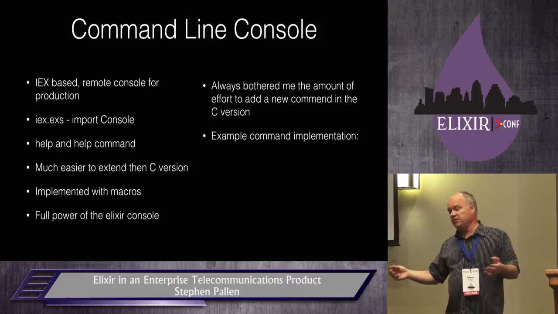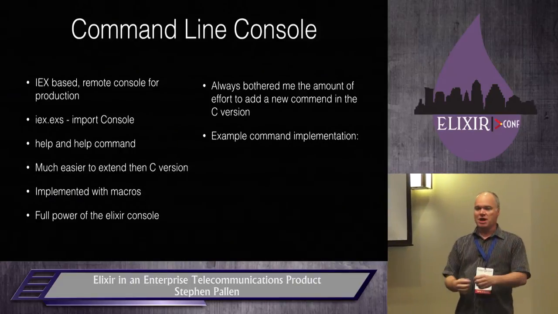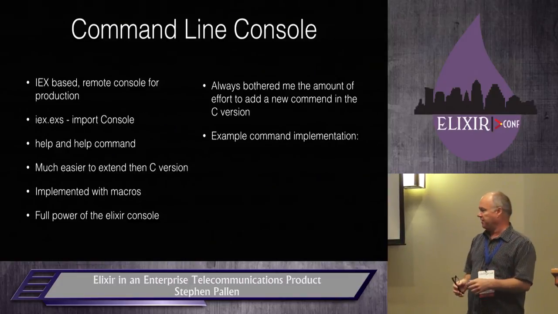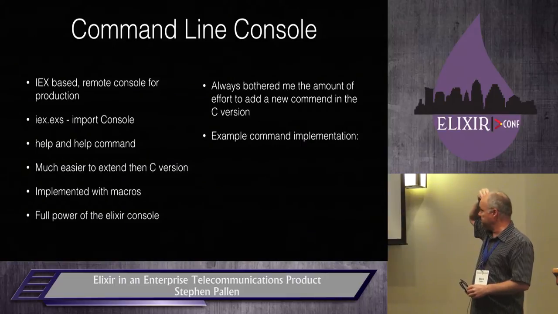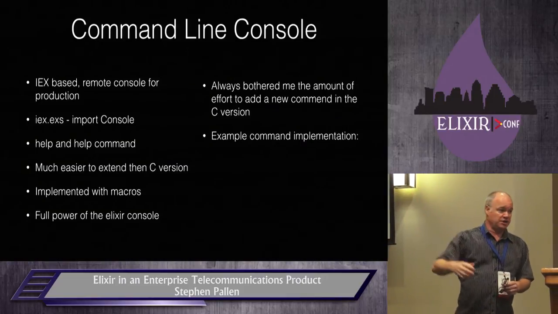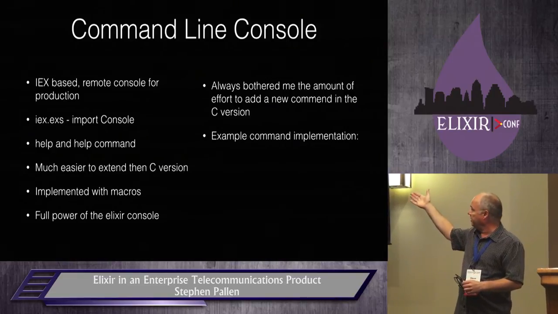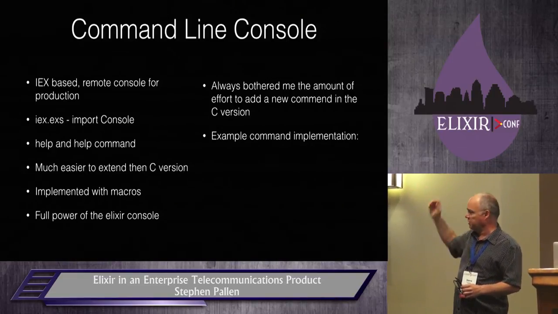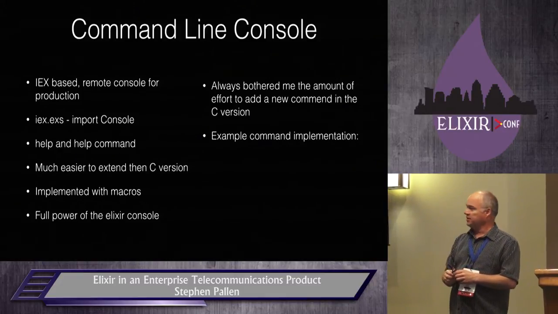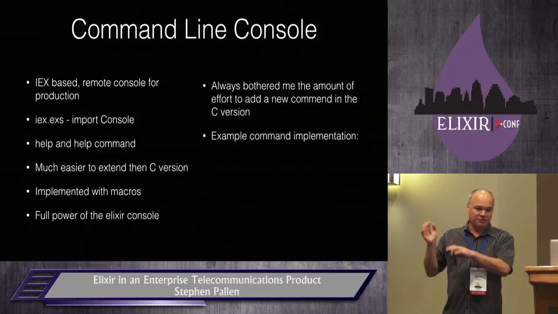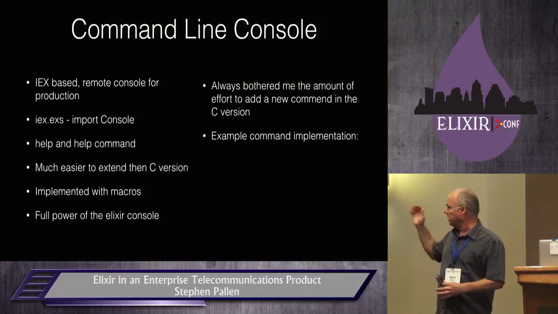So basically, in my C version, I just had a console program that read a string and parsed it out and did all that stuff for the logging or for the console commands. With Elixir, I just use IEX, and basically I just put import console into the EXS file, and then I don't have to worry about the namespacing for the commands. So there's probably about 30 or 40 commands in there.